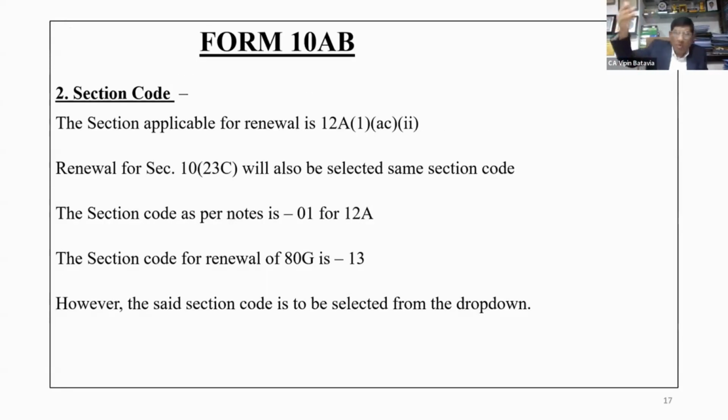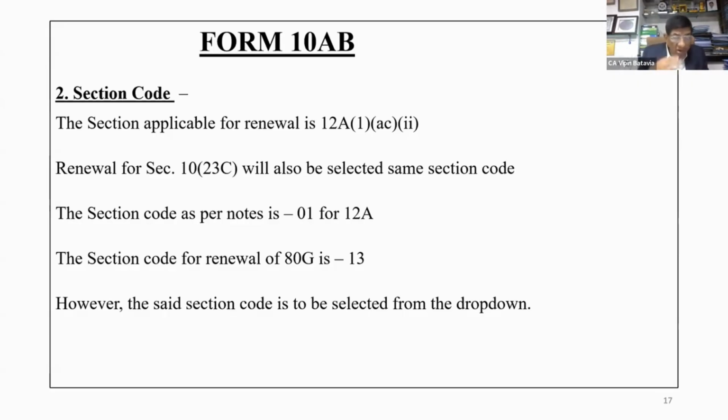Like the 10B and BB notes, detailed notes are given below the 10AB form as well. If you read those notes, I think more than half of your questions will be solved by yourself, because they have given what is to be given and what is not. Now, that code number is 01 or 02. From the drop down you can select the correct code, but please check twice while selecting the code, because a wrong code will again create a problem.